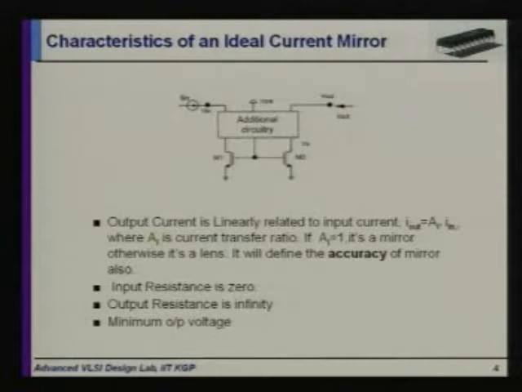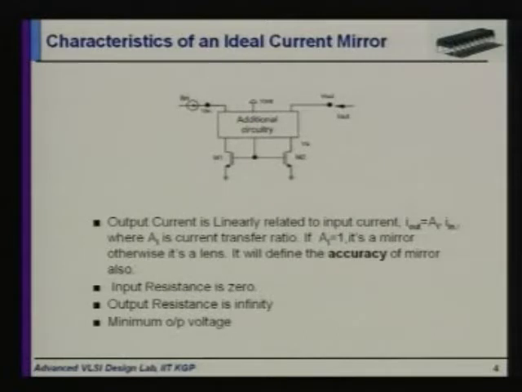The output current is linearly related to the input current, that is I out equal to AI into I in, where AI is called the transfer ratio. If AI is 1, then it is called a mirror, and otherwise it is a lens. Another main thing, AI also defines the accuracy of the current mirror.